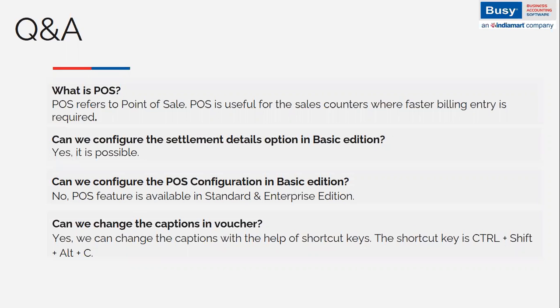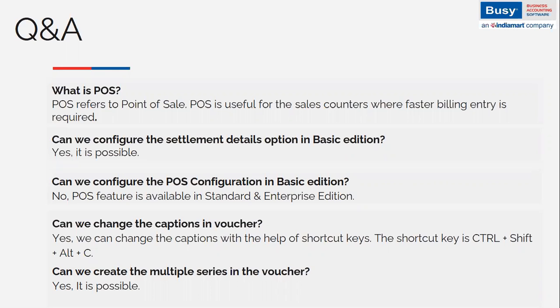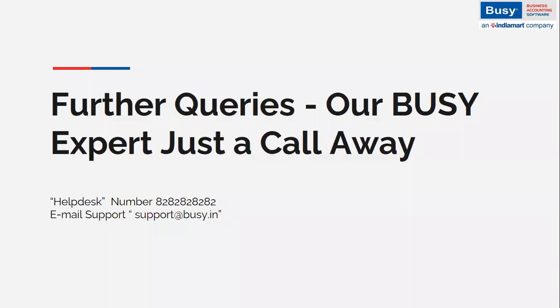Next question, can we change the captions of voucher? The answer is yes, you can change the caption of voucher with the help of a shortcut key. The shortcut key is Control plus Shift plus Alt plus C. And the last question is, can we create multiple series in vouchers? The answer is yes, it is possible. You can maintain multiple series and you can configure the series configuration separately for each series. So if you have any queries, you can ask me now and you can contact our help desk also.